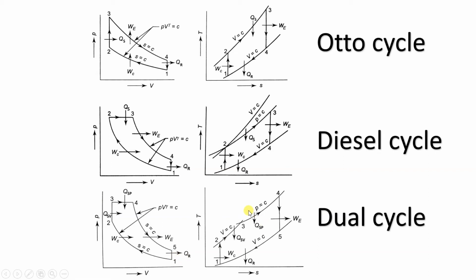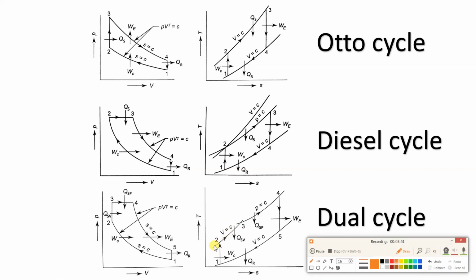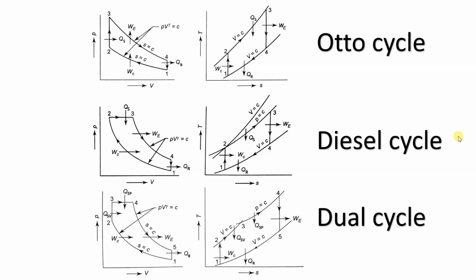On TS diagram also you can see 2 to 3 is a constant volume curve, and if I extend this curve like this, this one is volume equal to constant and this one is pressure equal to constant. Here you can see the orange curve, volume equal to constant, is steeper, and from 3 we get pressure equal to constant. So in this way we have already seen Otto cycle, diesel cycle and dual cycle.